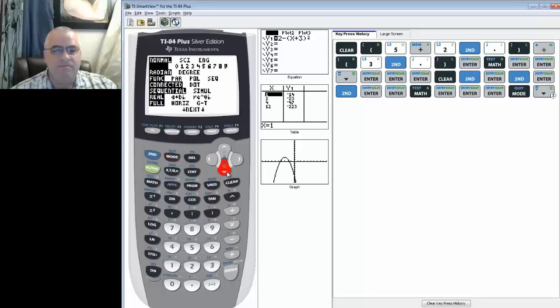Let me come down here. I went into mode, and I'm going down to A plus BI and pressing enter. Shouldn't have to do that, though. Might be a flaw with this calculator.